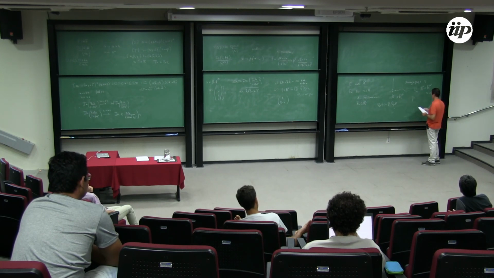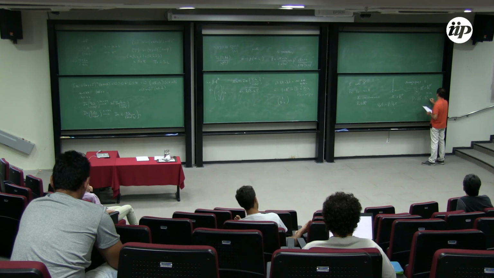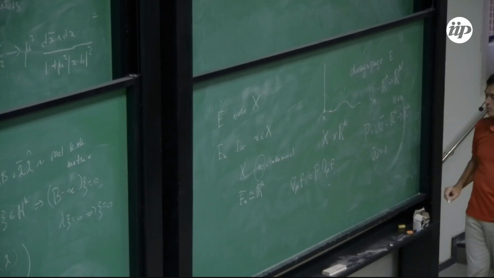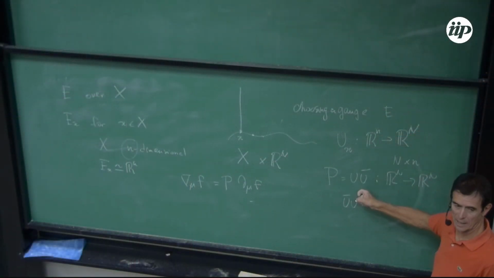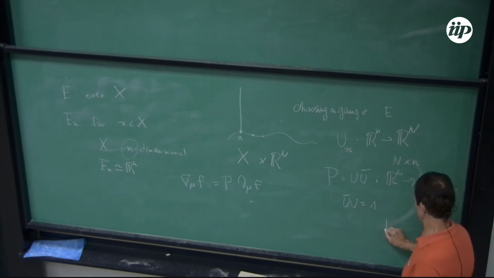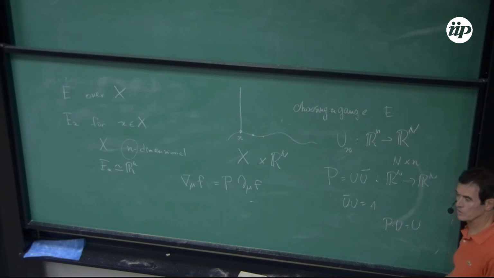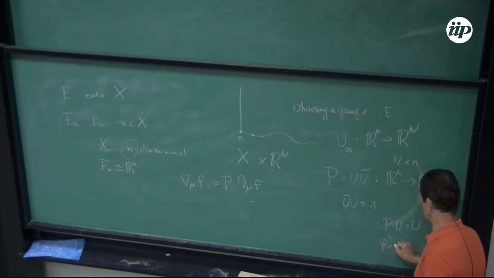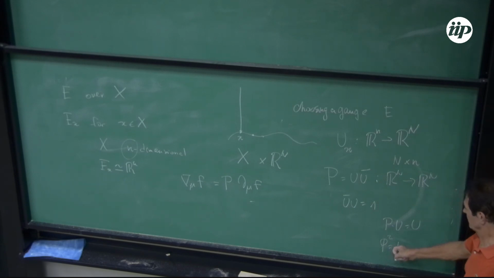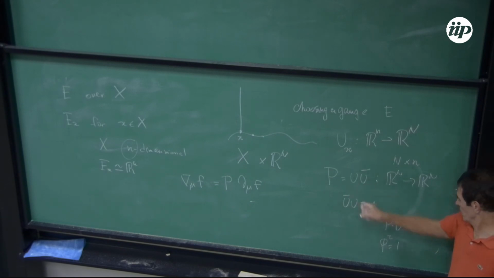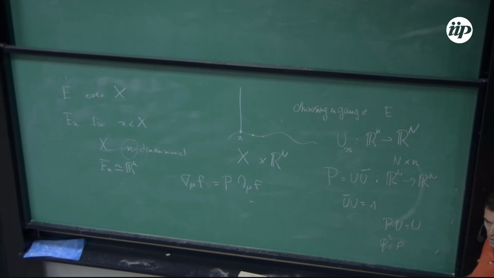This projector is given by u bar, which is a map from R to the N to R to the n, and has the property that u bar u is equal to 1. And you see why this is a projector, because if you take u bar and you act on u, u bar u is 1, and so you have P of u equal u, which is the definition of a projector. At the same time, P squared is equal to P, because if you have u bar and you act with u bar, this is still 1, which is the property of a projector.